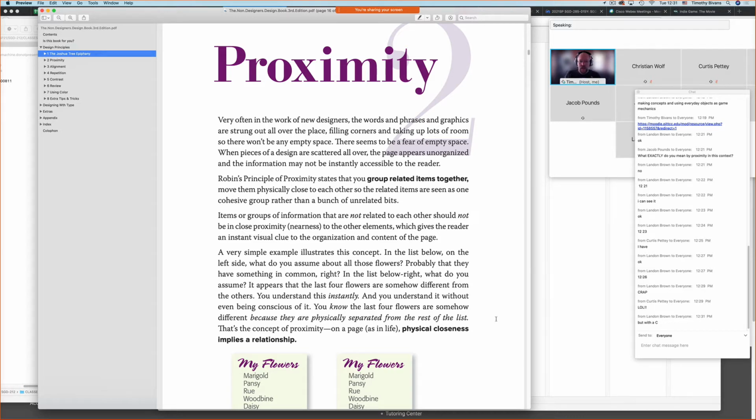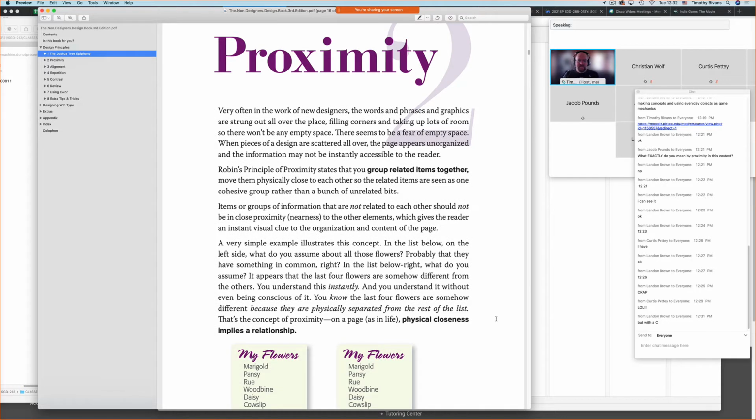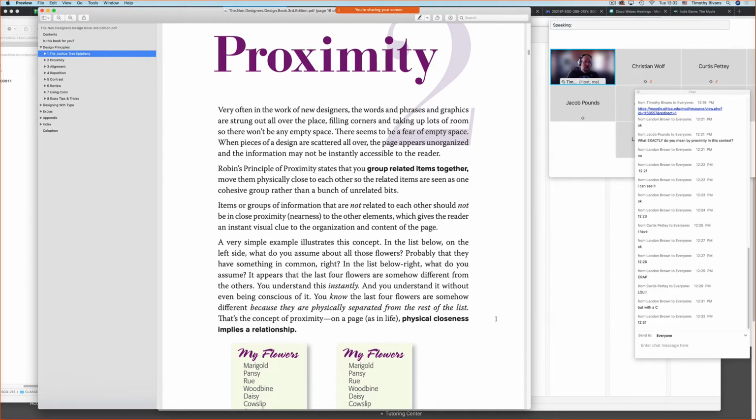Anyway, proximity. Proximity means the closeness or distance between things. I'm not sure what the lag is right now. Hopefully it's not too bad. Just let me know. 12:31, still a minute behind. That's not too bad. All right, so proximity is the closeness, how things are related in space.